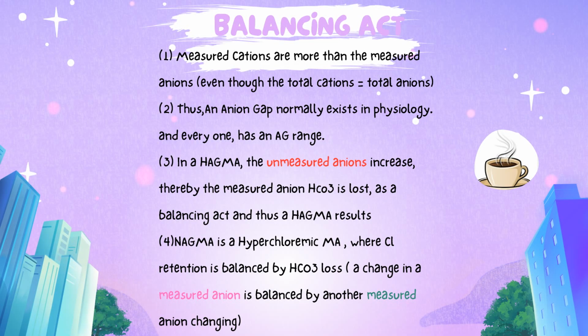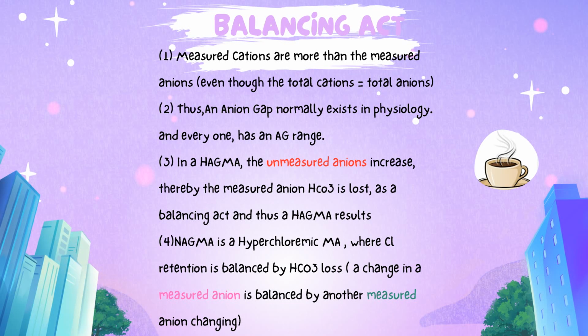So in a HAGMA process, unmeasured anions such as sulfate, phosphate or hippurate increase, and to counterbalance that, a measured anion, bicarbonate, is lost. So the gap between the measured cation sodium and the measured anions bicarbonate and chloride is increased. So you get a high anion gap metabolic acidosis. So in HAGMA, you have an unmeasured anion that increases, so a measured component, that's bicarbonate anion, is lost. So the gap is increased.